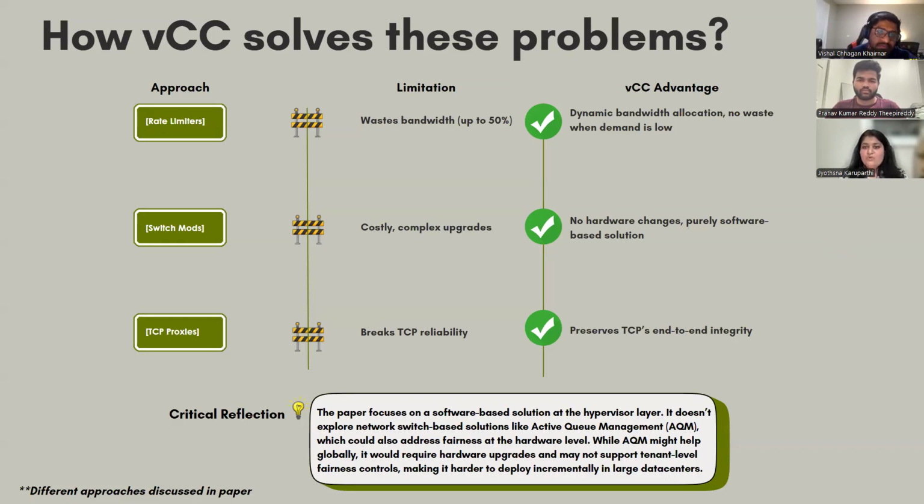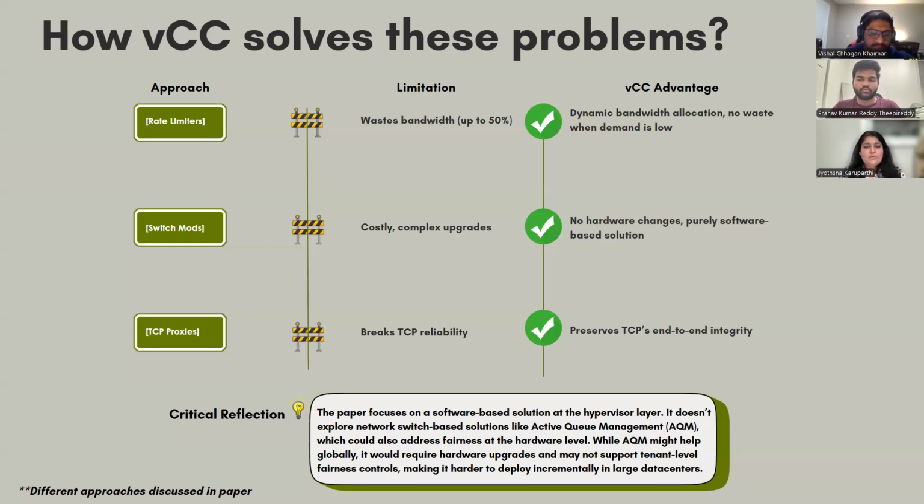Now that we understand how VCC works, let's move on to the problems. First, rate limiters: VCC provides dynamic bandwidth allocation and adjusts in real time, so bandwidth is fully utilized. Second is the switch modifications. This was expensive and complex to manage at scale previously, but VCC completely avoids this issue because it's a fully software-based solution. No hardware changes are needed.